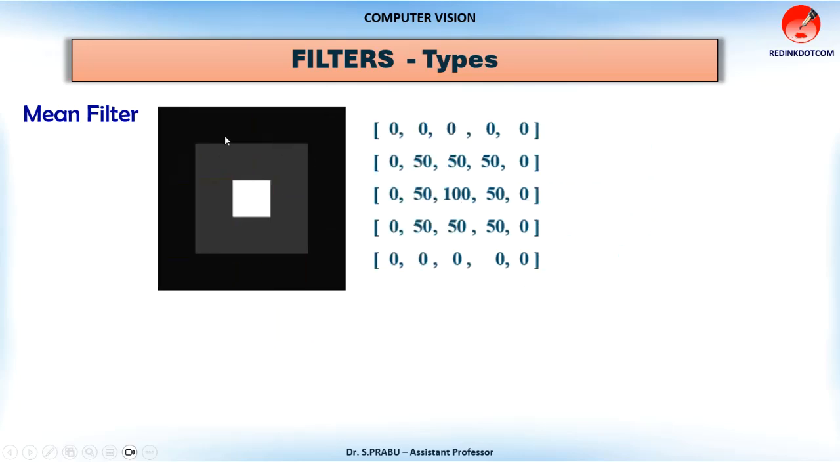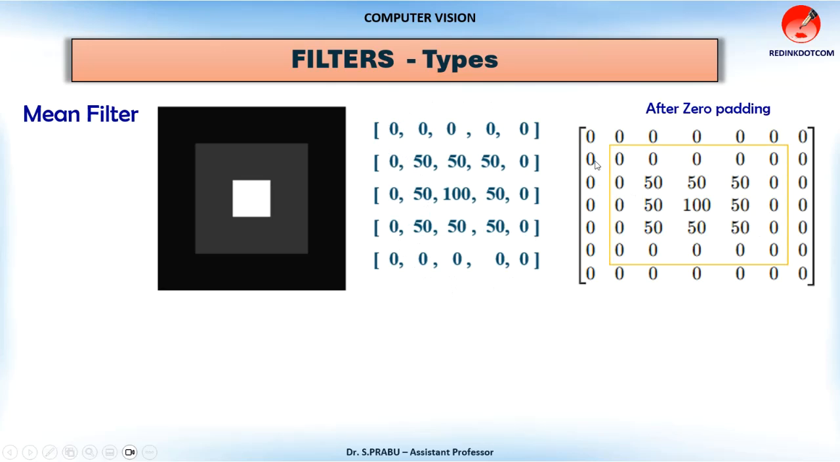Now I am going to apply the mean filter operation. If I take this pixel value, I am going to take the average of the surrounding pixel values. But in the case of the first pixel value, the surrounding pixel values are only 3. To avoid this, add 0 to the surrounding of this picture information. It looks like this. So the original image information is there, and I add 0 around this image information. This process is called zero padding.